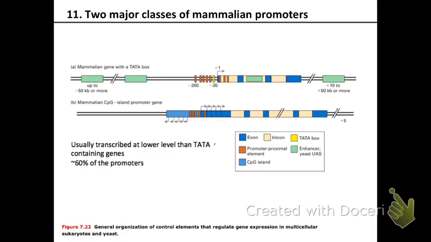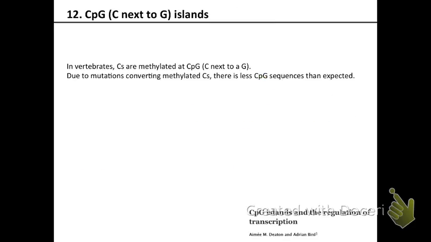Okay? CpG simply means there is a C and a G next to each other. Okay? So these CpG island promoter genes make up about 60% of the promoters. They're usually transcribed at a lower level than TATA-containing genes. So the TATA-containing genes are transcribed much higher, and CpG-containing genes are transcribed at a lower rate.